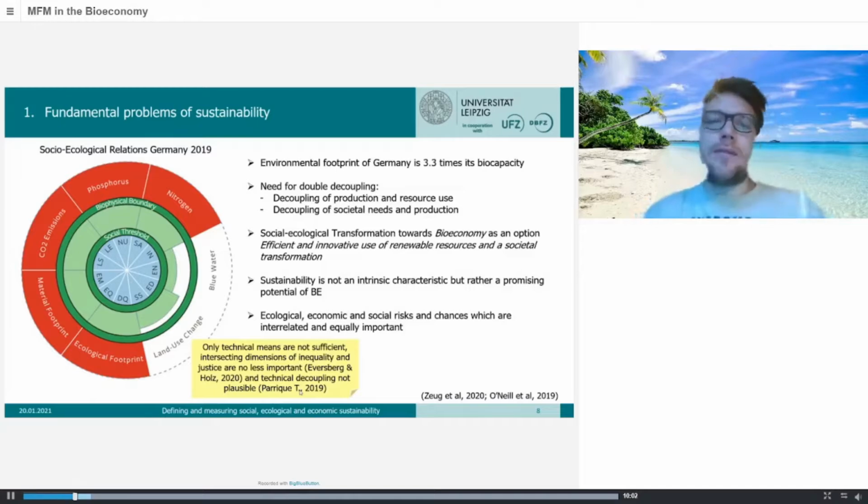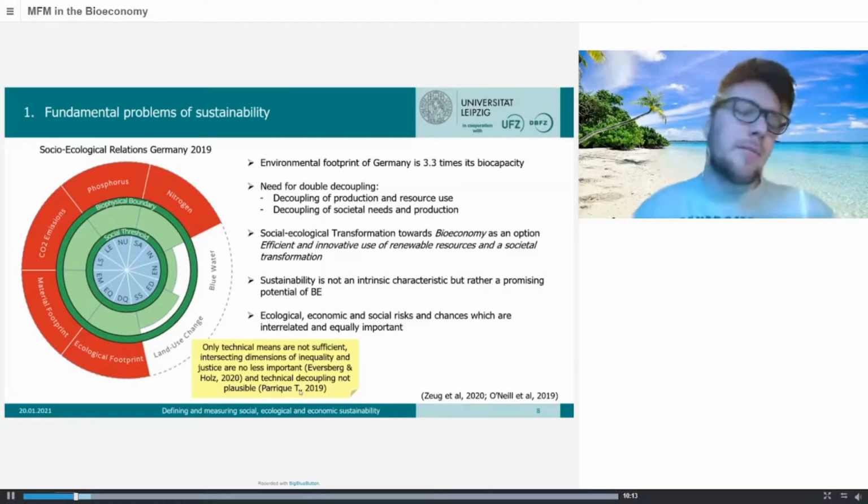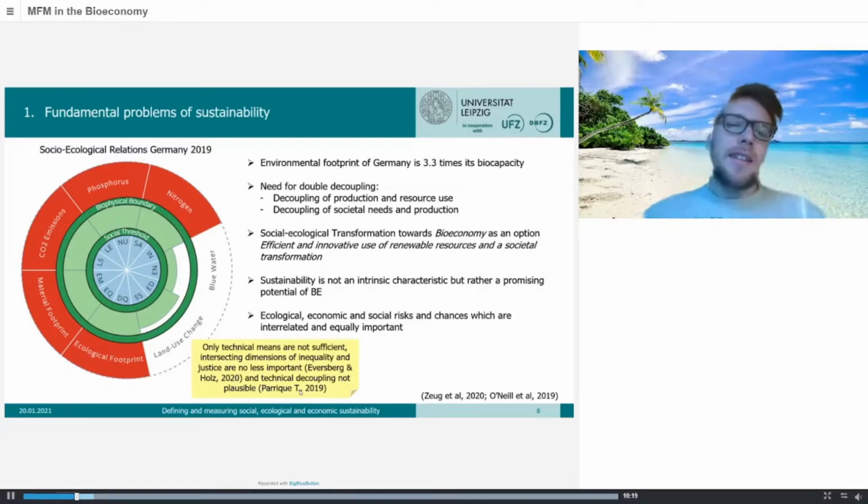So that we produce the same amount of smartphones, the same amount of computers, the same amount of cars with 3.3 times fewer resources. That's just not possible. So we need a socio-ecological transformation. It means a societal transformation, not only of our things and how we are producing them in detail, not only technical, but we need a societal transformation. And one option of this could be a social-ecological transformation towards bioeconomy.